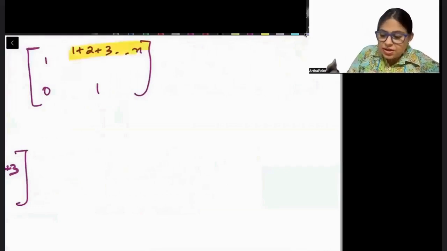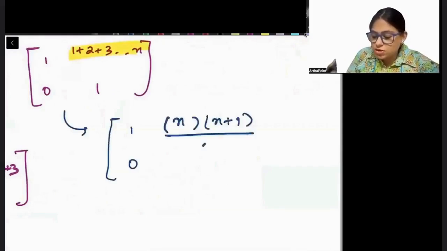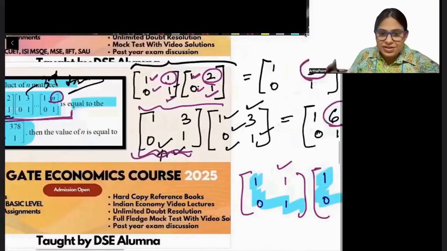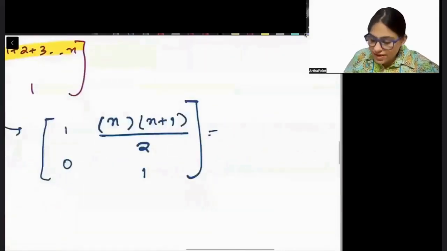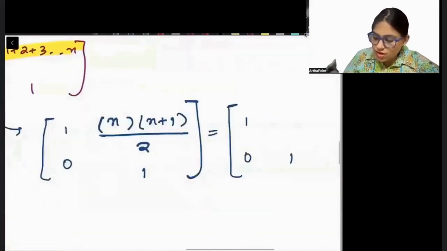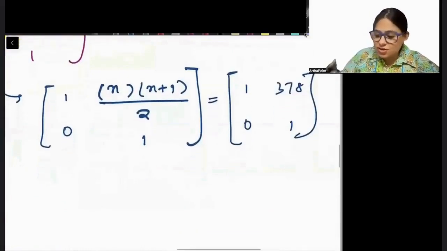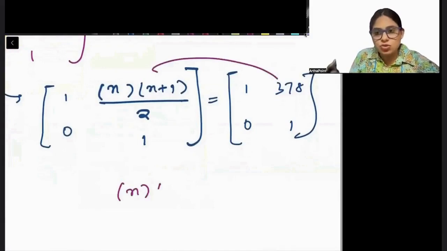And this beta will be nothing but the sum of n observations, n into n plus 1 by 2. And the final matrix is given to me as 1, 0, 1, 378. So this final matrix is 1, 0, 1 and here I have 378. I can do the comparison. I can just compare. So n into n plus 1 by 2 will be equal to 378.